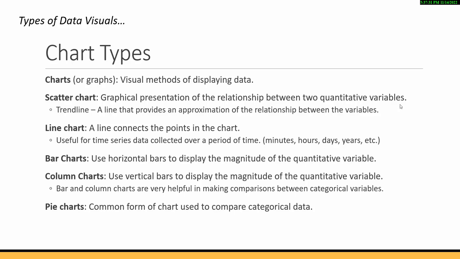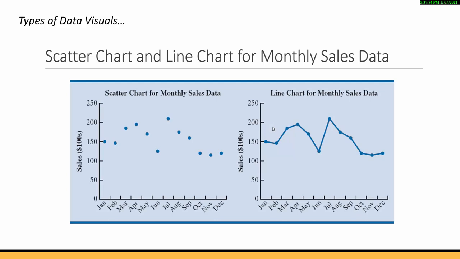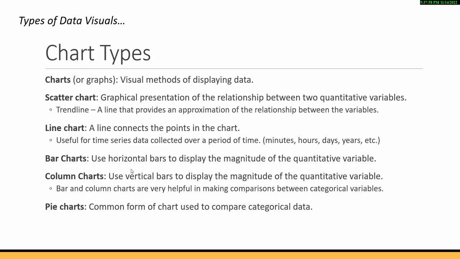Scatter plots or scatter charts are very useful for representing if two variables are related to each other or not. If they are, what is the strength of the relationship? A lot of times people will have a trend line on the scatter chart, and that provides an approximation of the relationship between the variables. So let's look at a scatter chart. This is how a scatter chart looks.